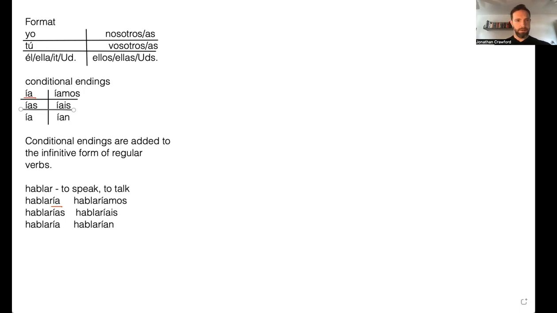Let me see if I can fix something here real fast that I didn't realize was broken. Okay. There. Now it's no longer broken.